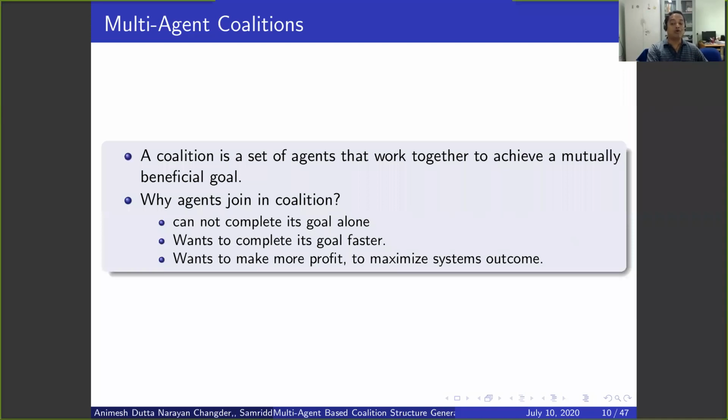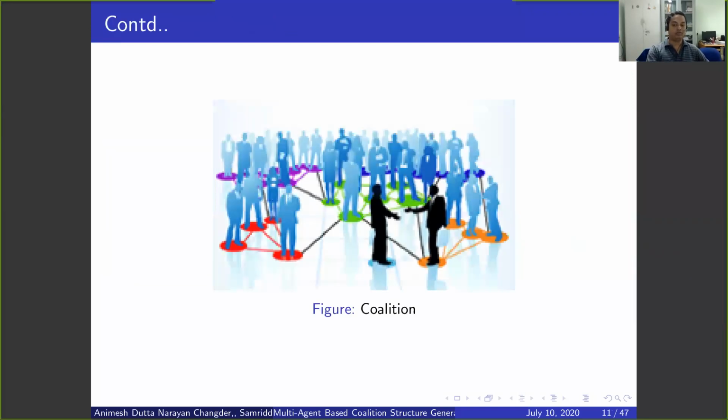They want to make more profit, to maximize the system outcome. It is found that sometimes if an agent works alone, it gets a profit, but if it collaborates with some other agents, then both agents' profit will be maximized. So they want to make more profit. That's why they collaborate and form a coalition. So this is a typical picture of a coalition.